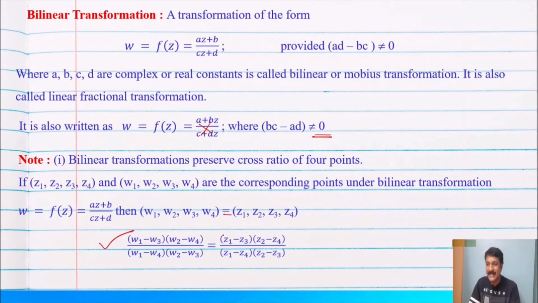So we can write the cross ratio of 4 points like this: W1 minus W3 into W2 minus W4 upon W1 minus W4 into W2 minus W3 equal to Z1 minus Z3 into Z2 minus Z4 upon Z1 minus Z4 into Z2 minus Z3. So it is easy to remember: whatever sequence you use for W, use the same sequence for Z also.